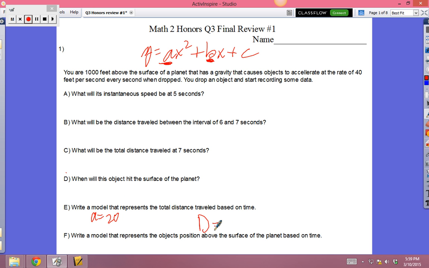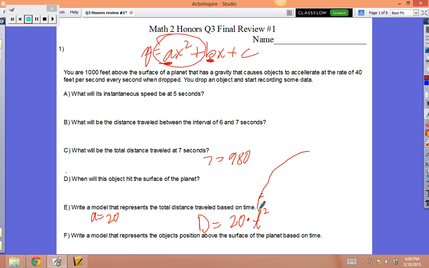So E, a formula that's going to give you total distance traveled. Distance equals a x squared. A is going to be 20, so it's going to be 20 times t squared, and time is abbreviated by t, and that's every second. We're measuring time in seconds. So if I want to know 7 seconds, I take 7. I already knew that 7 gave us 980. So I'm going to drop 7 into this model. 7 squared, so it's going to be 20 times 49, and that will also give you 980.